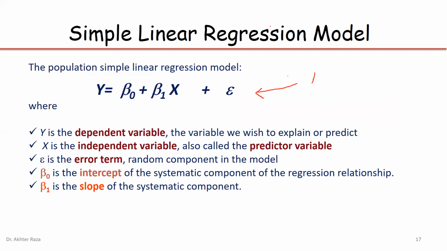So there are two types of model. One of them is known as deterministic model and the other is called probabilistic model. The two types of models are what? Probabilistic model and deterministic model.